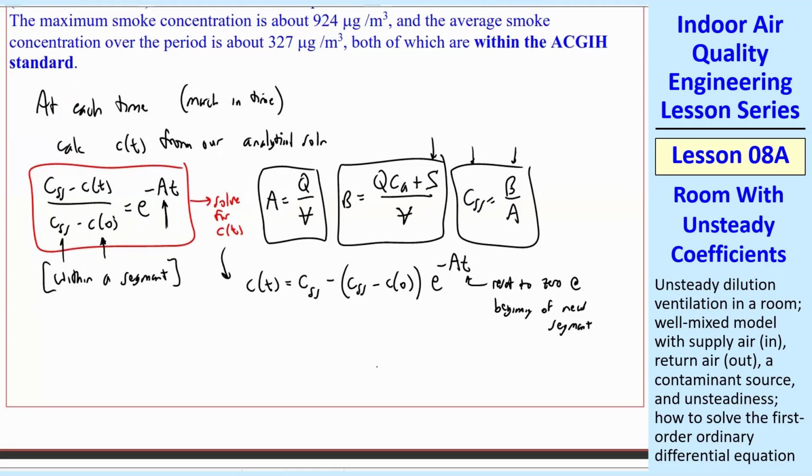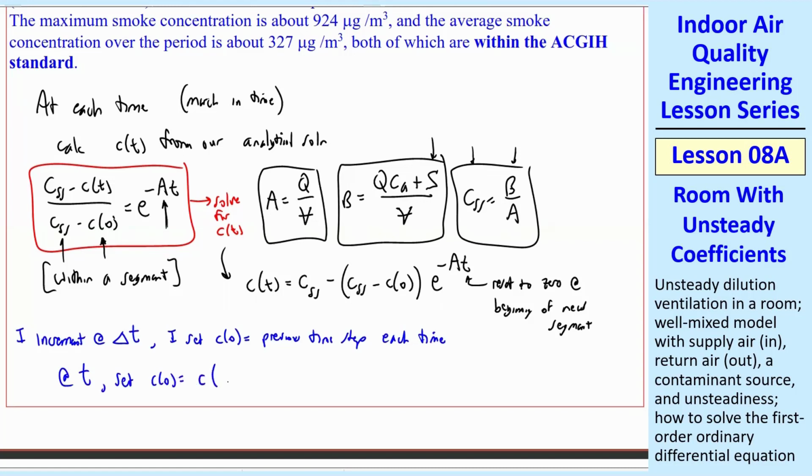Now, I actually do this a little bit differently in Excel. I increment at some interval delta t, and I set C of 0 equal to the previous time step each time. So what I do is at time t, I set C0 equal to C at the previous time step. And then I march to t and then repeat to t plus delta t, and then I repeat to t plus 2 delta t. So my time here, this variable t, is always going to be delta t for each step.